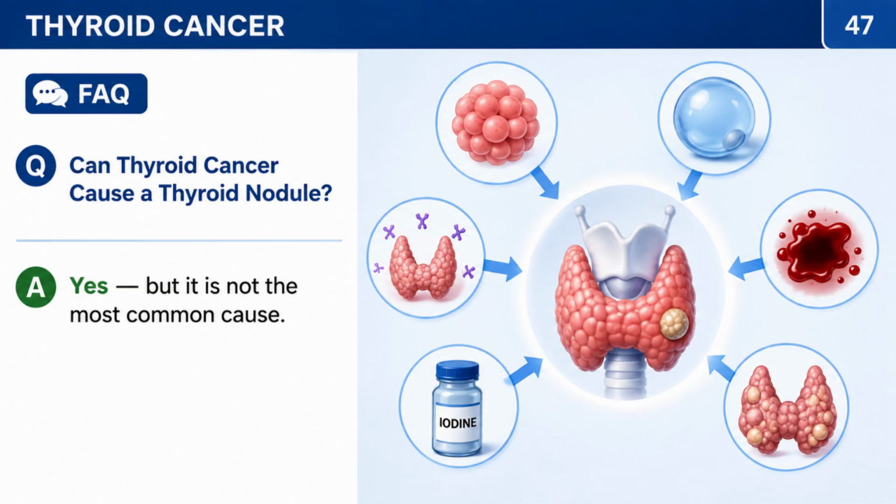Can thyroid cancer cause a thyroid nodule? Yes, thyroid cancer can cause a thyroid nodule. However, it is not the most common cause. Most thyroid nodules are benign. Benign tissue overgrowth, cyst formation, bleeding, Hashimoto's thyroiditis, iodine deficiency, and multinodular goitre are all more common explanations.